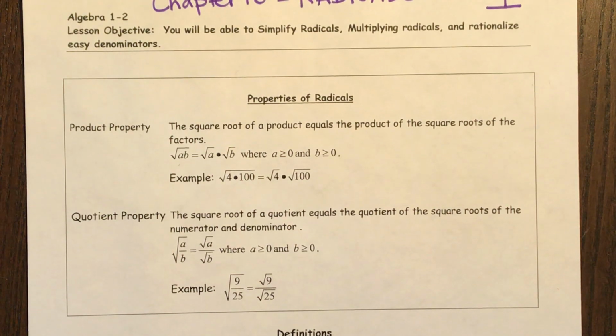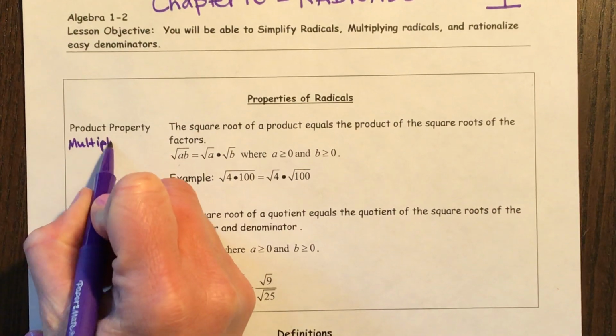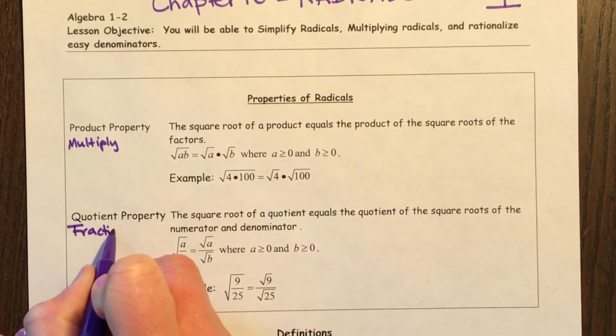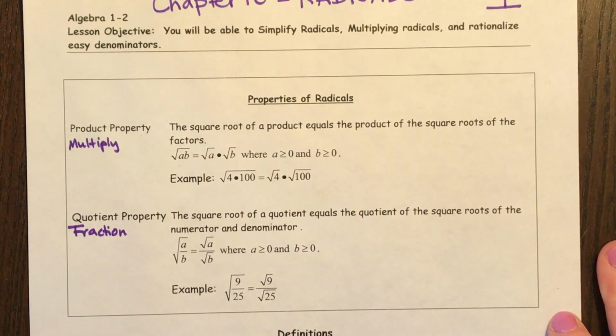So the two properties that I'm going to focus on today are the product property. Product means multiply. And the quotient property, which simply means a fraction, so a fraction that has radicals in it. Now these are the two properties.